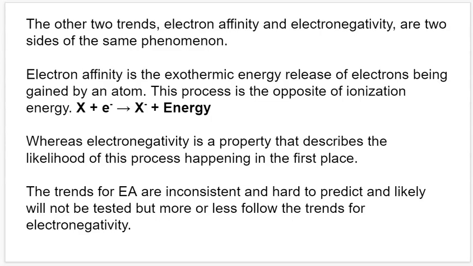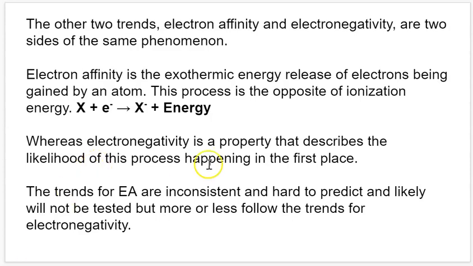We're now at section 1.7 on periodic trends, part 2. So in the last video, we finished up talking about the trends for ionization energy and atomic size, or atomic radii. And now we're going to talk about the trends for electron affinity and electronegativity, which I described before as being sort of two sides to the same phenomenon.